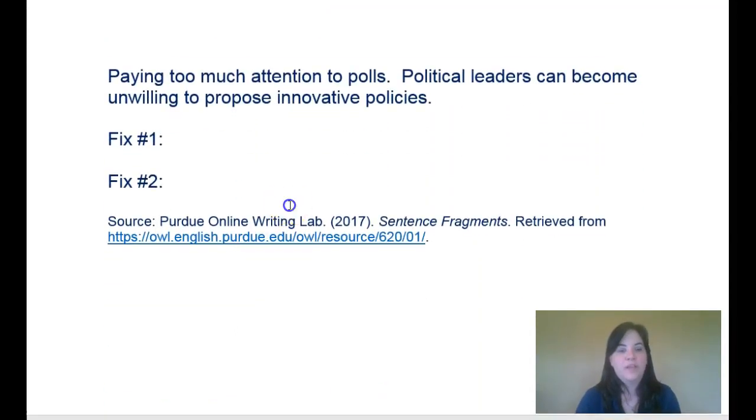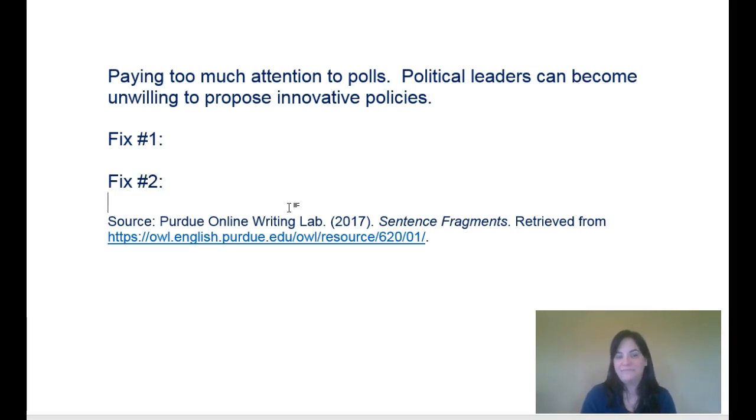Last example, paying too much attention to polls. Political leaders can become unwilling to propose innovative policies. Just like in our third example, I would like you to figure out which one is the complete sentence and which one is the fragment. And for the complete sentence, identify the subject and the predicate. Pause your video at this time and complete those steps. And then when you're done, resume the video to see how you did, and then we'll fix the fragment.